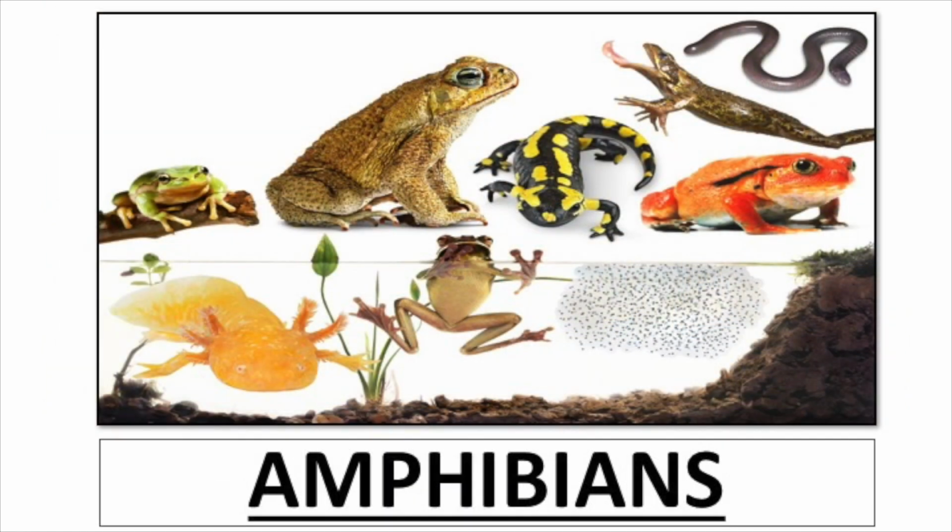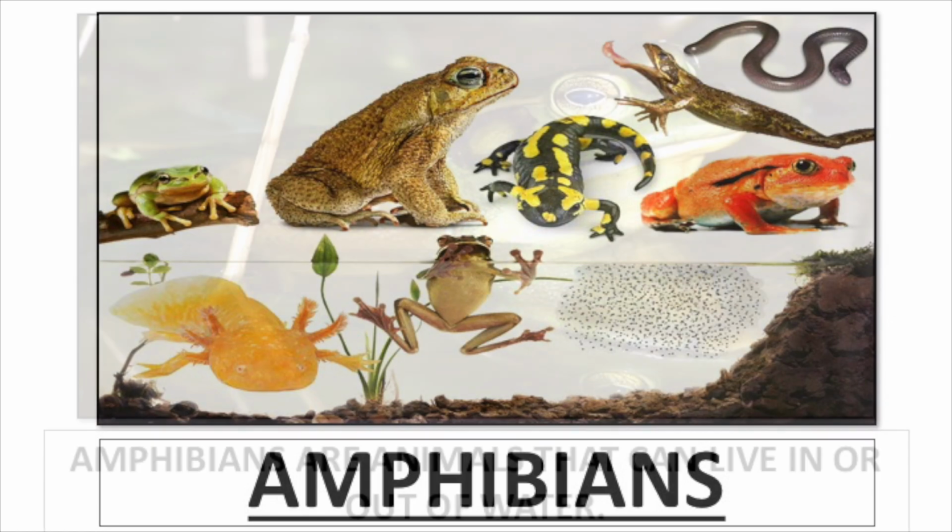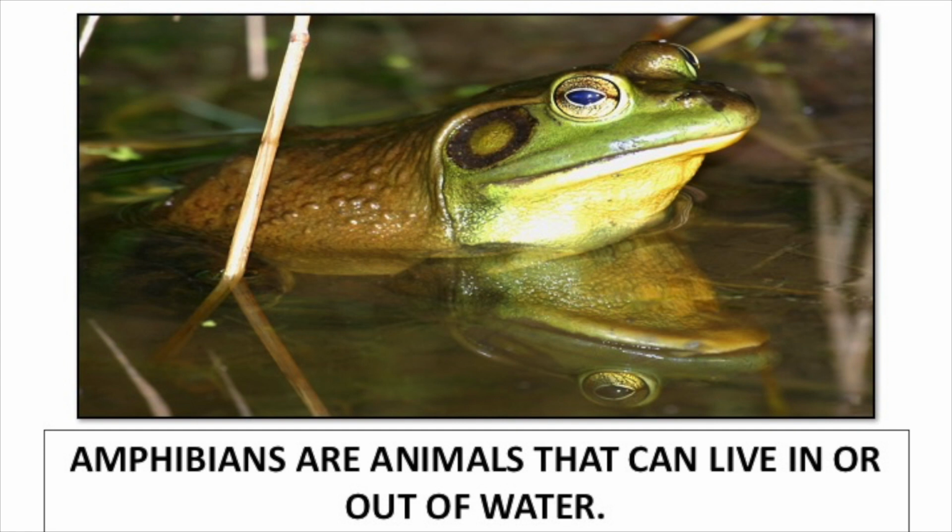And the next one, amphibians. Yes. Amphibians are animals that can live in or out of water. Like this animal here. What can we see? Frog. And the frog is half in, half out the water. A frog is an amphibian because it can live in or out of the water.